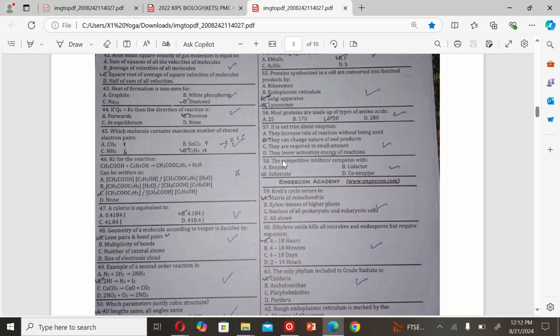The next MCQ is: a competitive inhibitor competes with A. Enzyme, B. Cofactor, C. Substrate, and D. Coenzyme. The correct option is C.